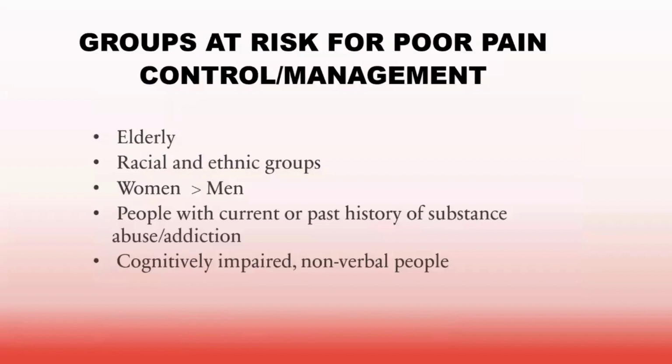Who are at a greater risk for failure of treatment for diabetic neuropathic pain? The elderly patients, those of certain racial or ethnic groups, women more than men, and people with history of substance abuse or opioid addiction, those also who have cognitive impairment and who had a problem of expression, whether related to previous somatic disease like stroke, previous stroke, or otherwise. These are patients who are at a greater risk for failure of treatment.